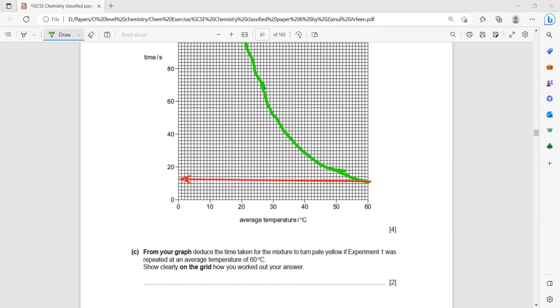Each box is representing 2: 1, 2, 3, 4, 5, 6. So this will be equal to 12. You have to show this clearly on the grid, so you have to extend the line and show it there. One mark is for writing the answer, and 1 mark is for showing this on the graph. So it's 12 seconds.